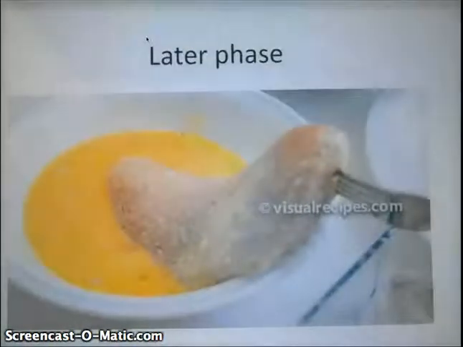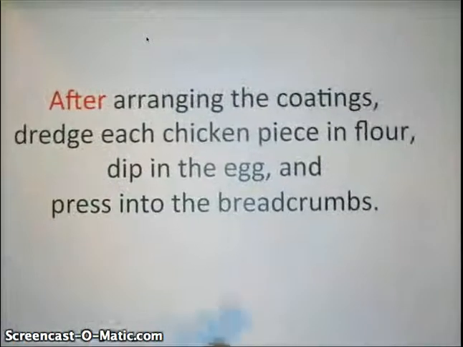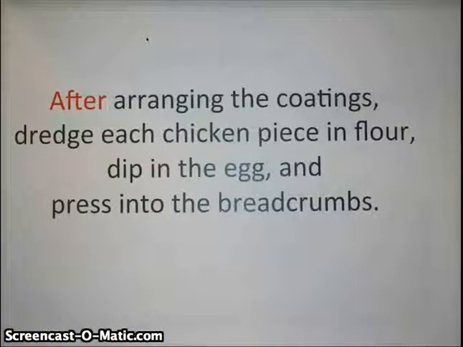Stage 5 is a later cluster of related steps, a later phase. After signals that this stage follows the earlier one. After arranging the coatings, dredge each chicken piece in flour, dip in the egg, and press into the breadcrumbs.